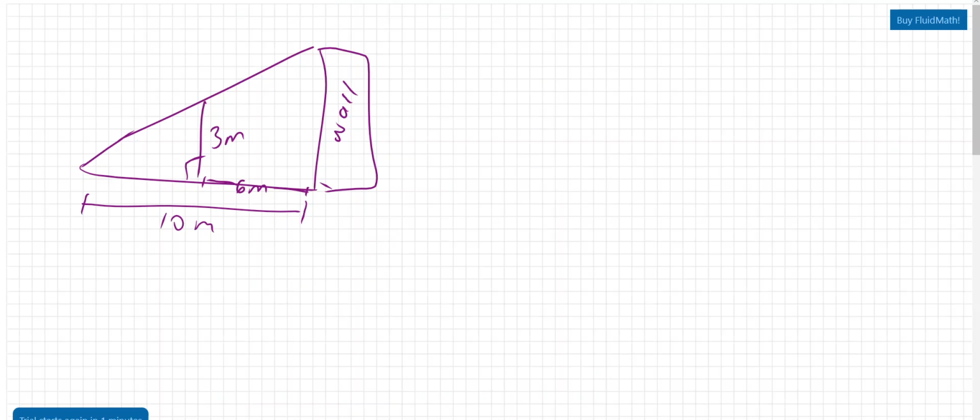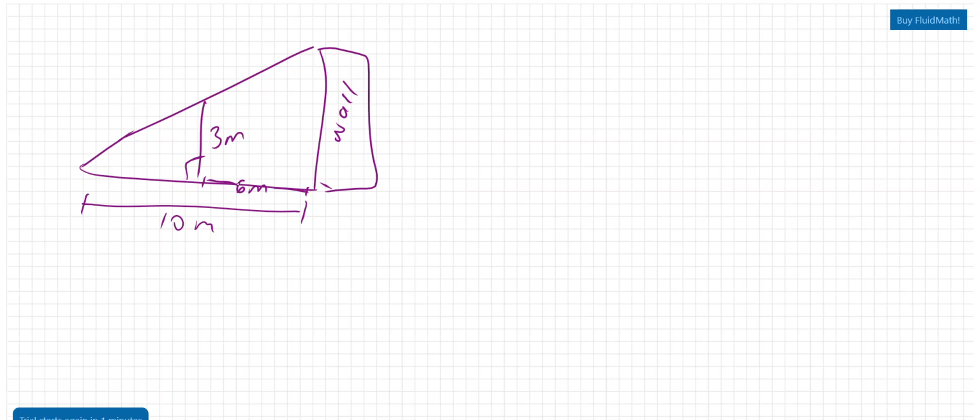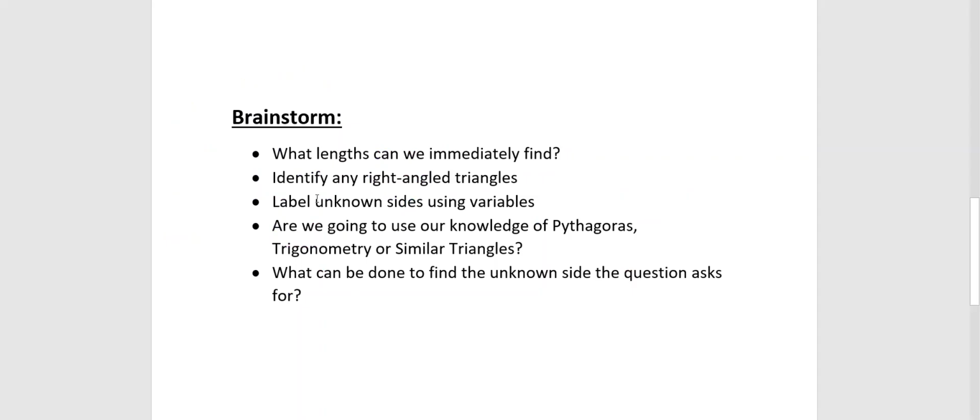Once again, quickly brainstorm what we can do. What lengths can we immediately find that might be useful? Well, if I've got 6 meters from here to here, and this length here is 10, that means I can find this length here. 10 minus 6 leaves me with 4 meters. So straight away, I know that length there is just 4 meters. The other thing I can do, right angle triangles are given to us.